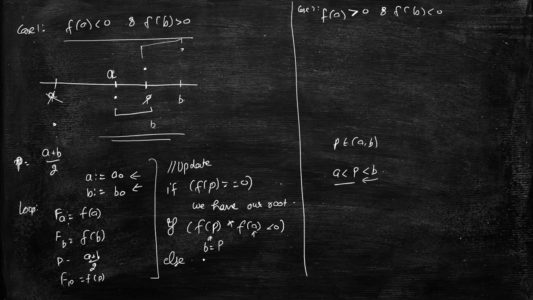Else A equal to P. This means we will reduce our interval from this side because FP and FA have same sign, and so FP and FB must have different sign, and we will iterate the loop. How many times we will iterate the loop? We will do this in our next section.